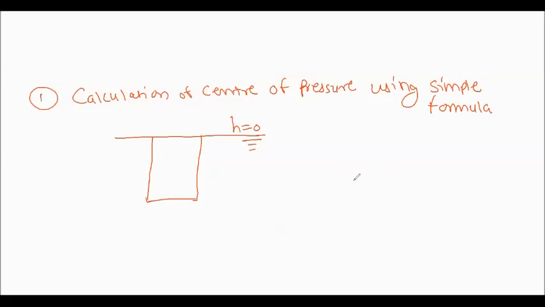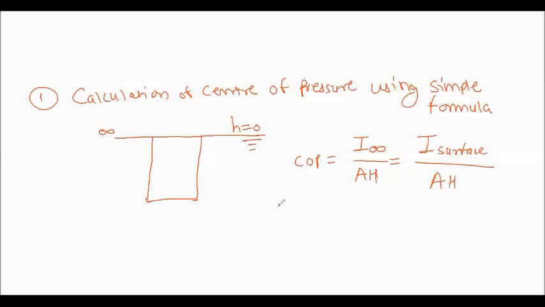There is a simple formula available to calculate the center of pressure. In short, I will write the center of pressure, COP, is equal to I infinity divided by A into H. I will tell you all the things. Infinity means free surface line. Otherwise, we can write it like this: I surface divided by A into H.